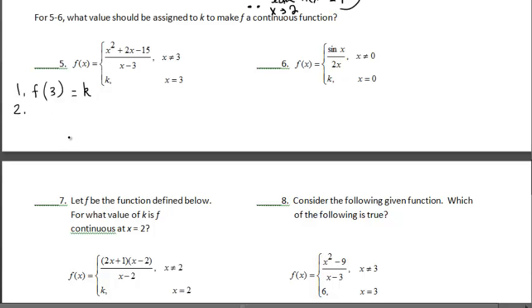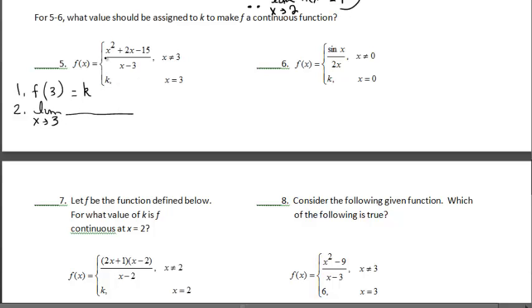The second part of the 3-part continuity test says, is the left limit equal to the right limit? Well, let's study this situation. It's a little bit different. Notice that this piece right here is defined for all x's except 3. So my left limit and my right limit are going to be involving this piece only. As I approach 3 from the left and from the right, I'm on this piece both times. So I'm just going to find the limit as x approaches 3 of that piece. I don't have to worry about the left and the right because it's the same piece.